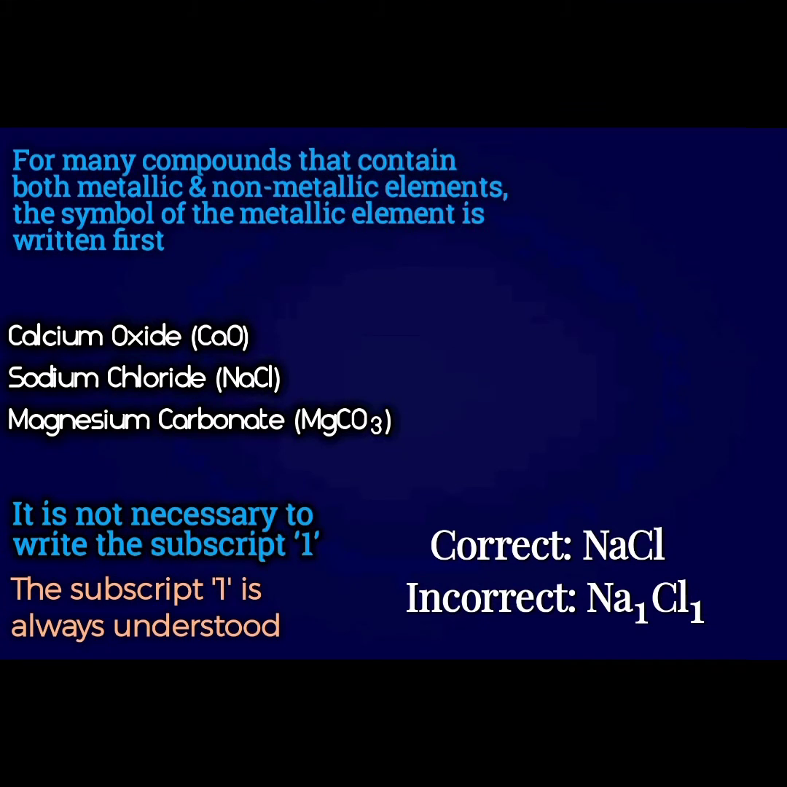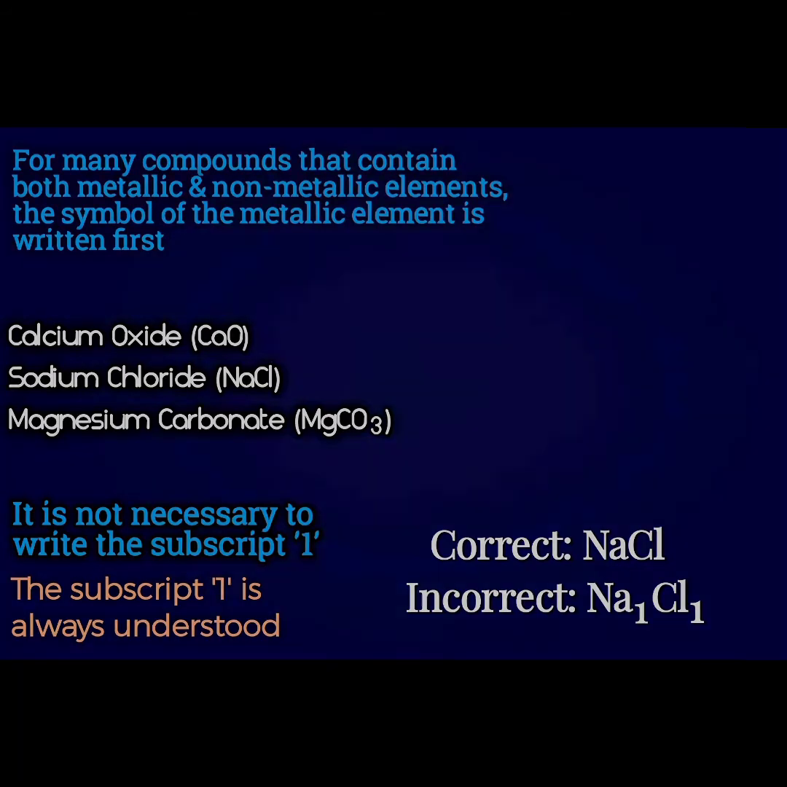For many compounds that contain both metallic and nonmetallic elements, the symbol of the metallic element is written first. For example, calcium oxide, calcium is a metal written first. Sodium chloride, sodium is a metal written first. And magnesium carbonate, magnesium is also a metal written first. It is not necessary to write the subscript 1. The subscript 1 is always understood.